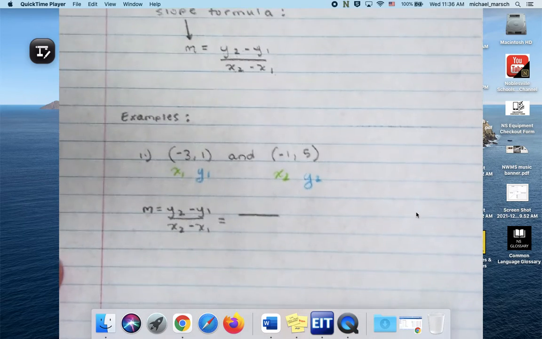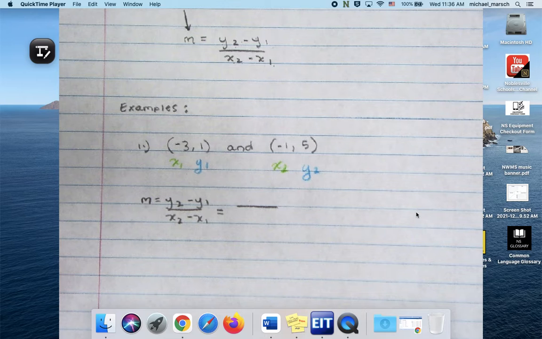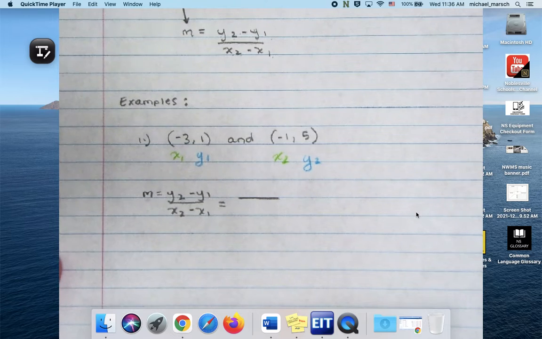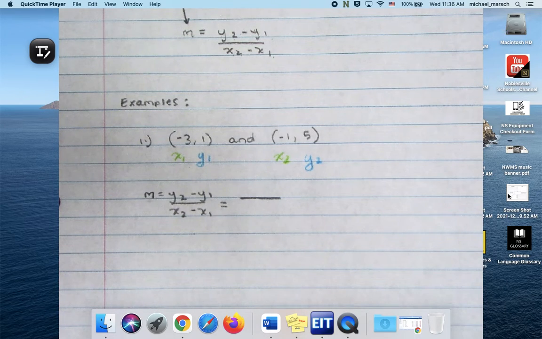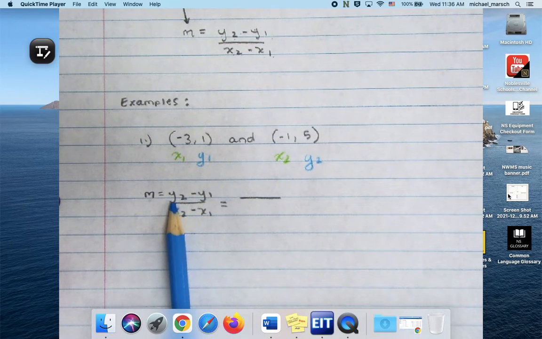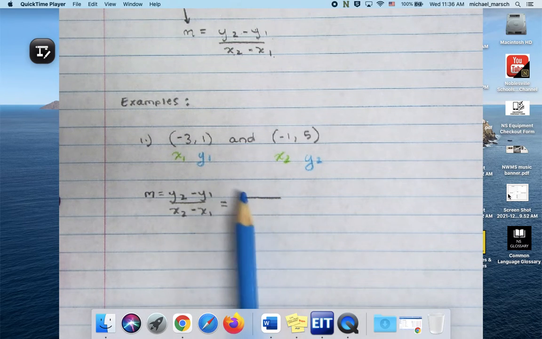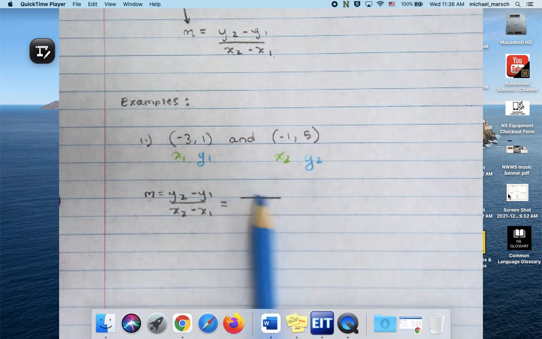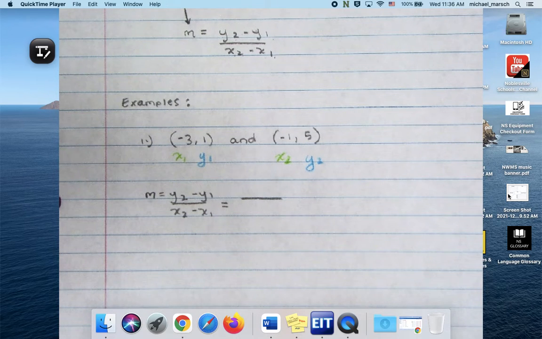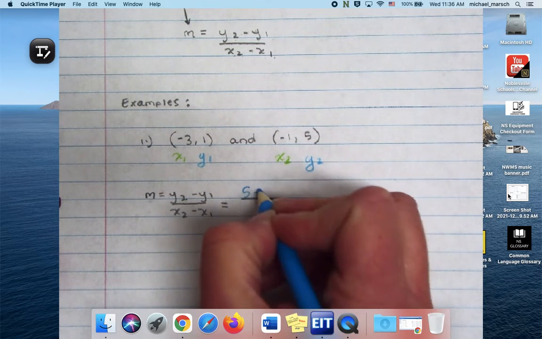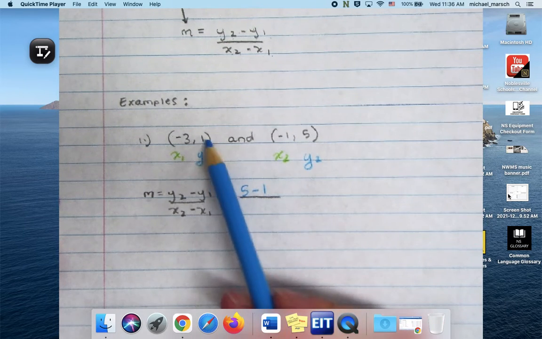You're going to be writing this formula a lot today. It's going to become part of your fond memory section of 8th grade of your brain. So I'm going to take my y2 value and my y1 value, and I'm going to put them as a subtraction problem in the numerator. So what will the subtraction problem be in my numerator? What's y2 and what's y1? Yeah, so it's going to be 5 minus 1. I took the y2 minus the y1.